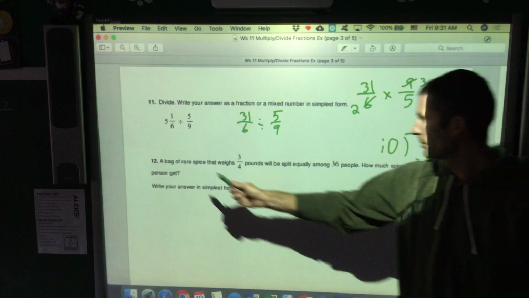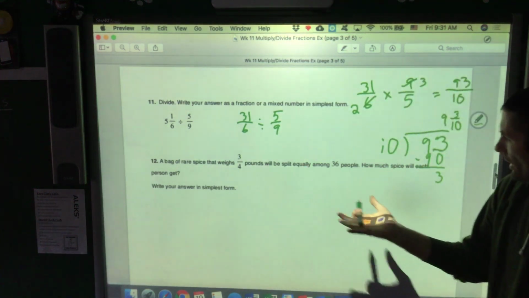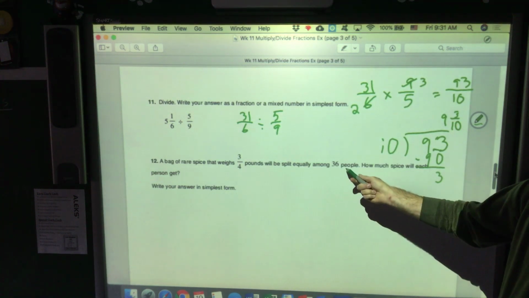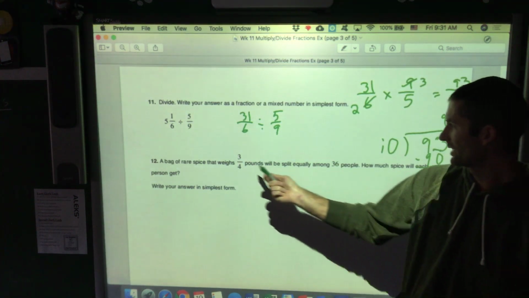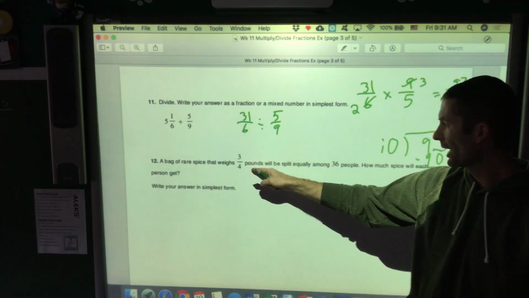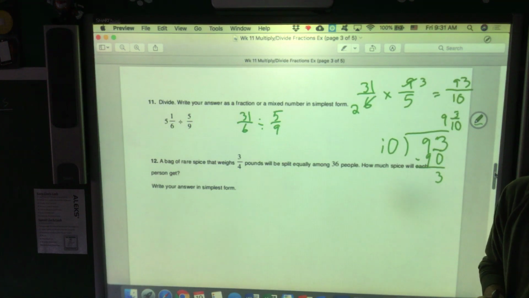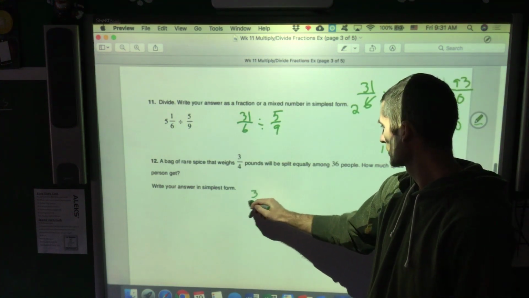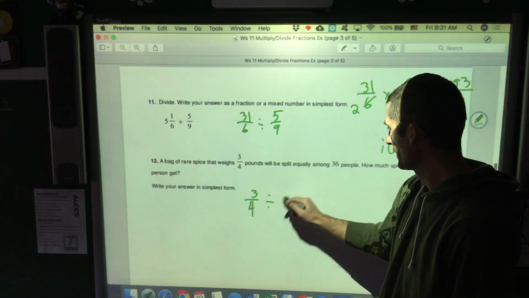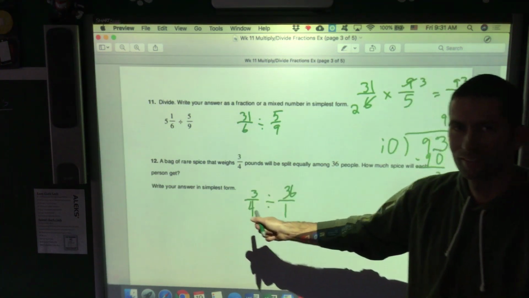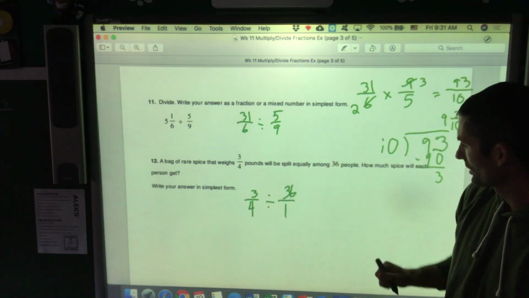Okay, last problem. A bag of rare spice weighs 3/4 of a pound and will be split equally among 36 people. So each person, how much spice will each person get? So it's going to be a super small number. 3/4 of a pound divided by 36 people, it's going to be way less than a pound. If you do this backwards, you're going to get a big number. We don't want a big number here. We want to see 3/4 divided by 36, or 36 over 1. Not 36 divided by 3/4. 3/4 divided among these 36 people.